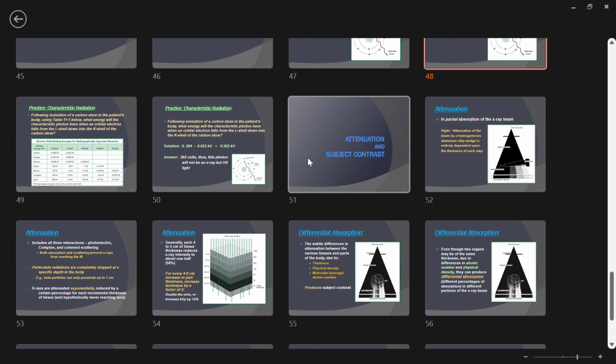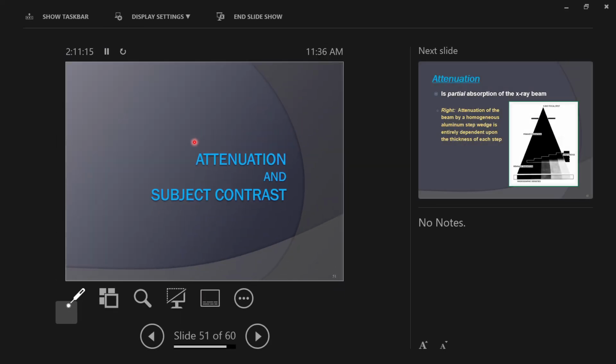We have the last topic that I'm going to get to today, okay, which is two topics: attenuation and subject contrast. So now that you've learned the three main interactions that happen in the body, photoelectric, Compton, and coherent scatter, do not take them for granted. You need to know them, okay? So you're going to need to look back on these and review.